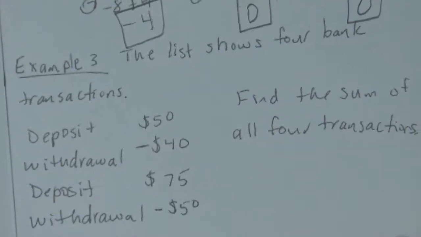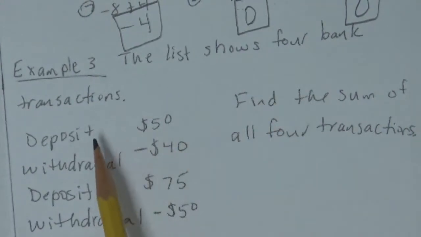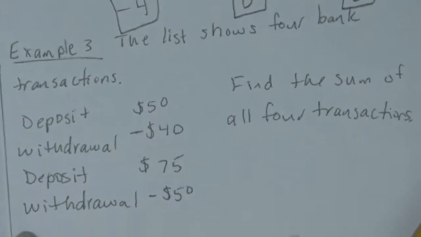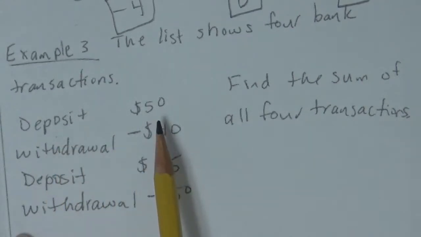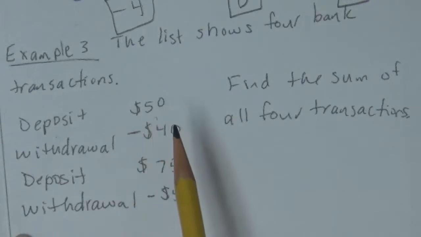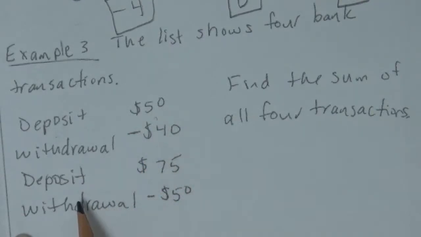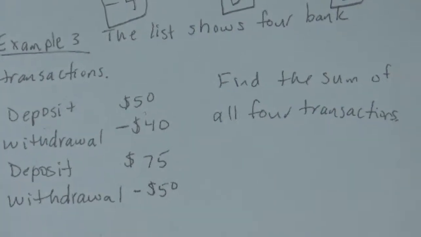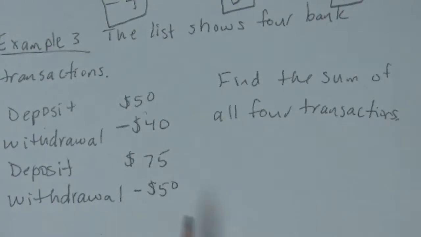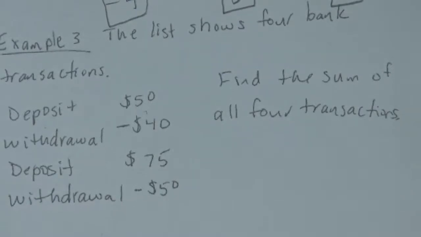All right, and example 3, the list shows 4 bank transactions. Okay, so we've got a deposit of $50, a withdrawal of negative $40, a deposit of $75, a withdrawal of negative $50. Find the sum of all 4 transactions. So this is where it's going to get hard to continue to use integer counters, but if you wanted to draw pictures and color them, you could do it that way. Just be careful that you don't lose track. But as the numbers get bigger, it becomes more beneficial to use your rules now.